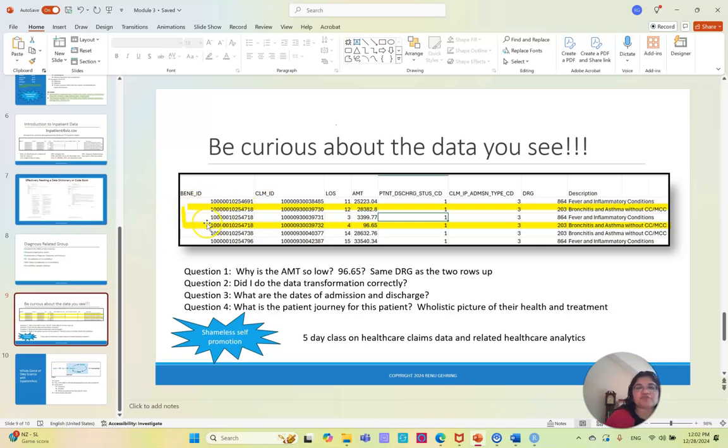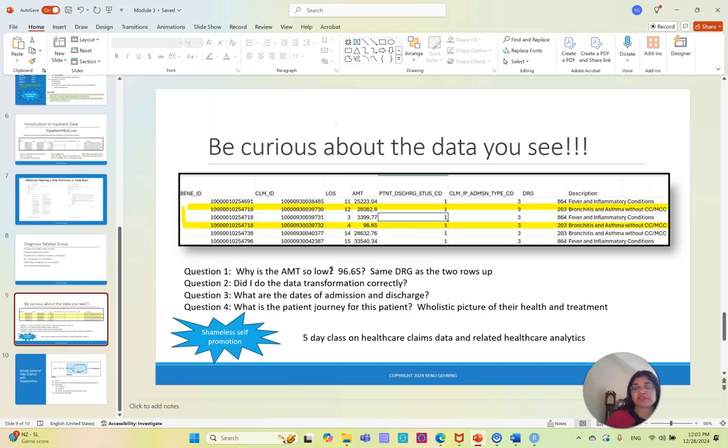So for example, I'm looking at it and I'm curious about it. I see that there are 3 rows with this beneficiary ID ending in 1-8. And there are 3 different claims. This person has 3 different inpatient stays. One was 12 days, one was 3 days, one was 4 days. So I'm like, okay, 12 days, 28,000, 3 days, 3,300, 4 days, 96. Why is the amount so low? The third record for this person is bronchitis and asthma without CC. And it's the same bronchitis and asthma without CC as that stay, the very first one in our data set, which had an amount of 28,000. So why is the amount so low?